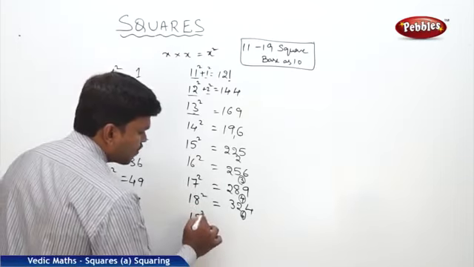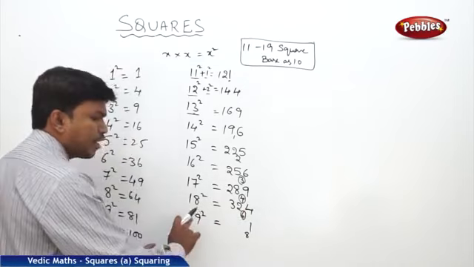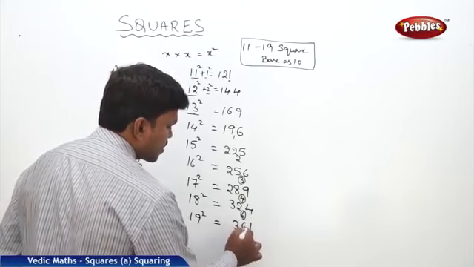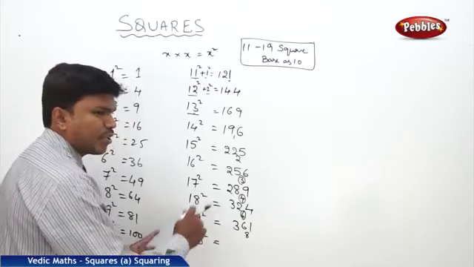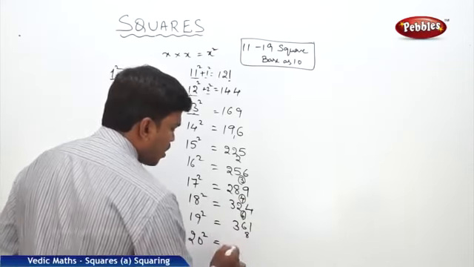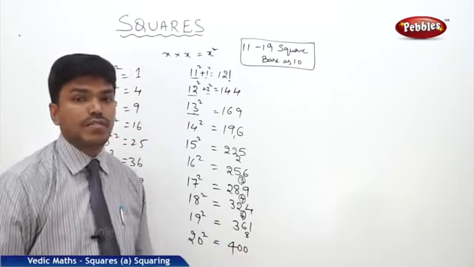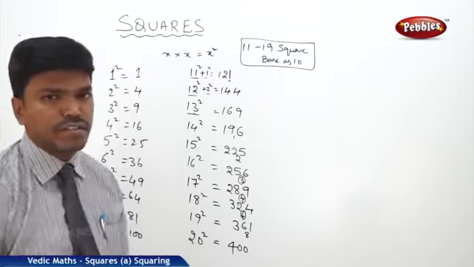Now 19 square, 9 square, 81. Drop 1, carry 8. 19 plus 9, 28. 28 plus 8, 36. Now 20 square, it's easy. Anybody can say 20 into 20. That is 2 square is 4. And how many zeros? 2 zeros will get 400. So like this we can easily remember from 11 to 20.